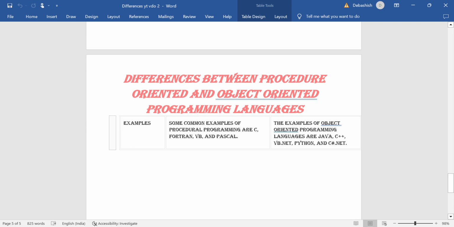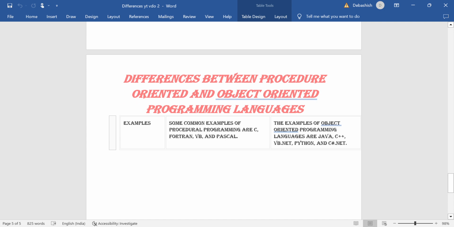What are some examples of object-oriented and procedure-oriented programming languages? Some common examples of procedural programming are C, Fortran, VB, and Pascal, while examples of object-oriented programming languages are Java, C++, VB.NET, Python, and C#.NET.